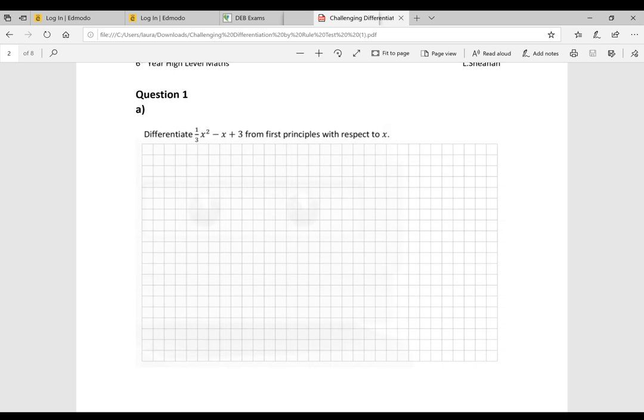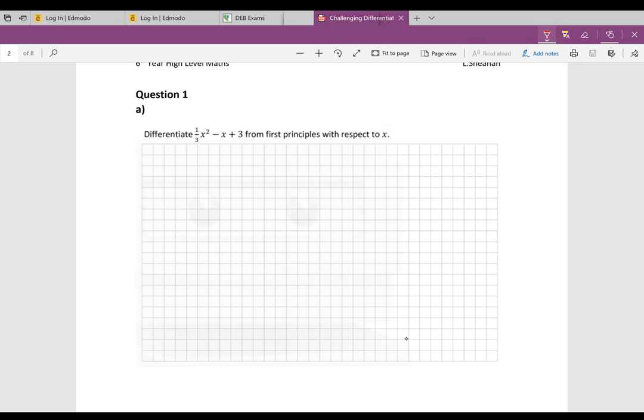When you are asked to differentiate with first principles, you must use the first principles. Okay, so if you're asked with first principles, this is the limit of h to 0 of f(x + h) minus f(x), divided by h. This is something that you have to learn off, so absolutely no excuses for not getting it.